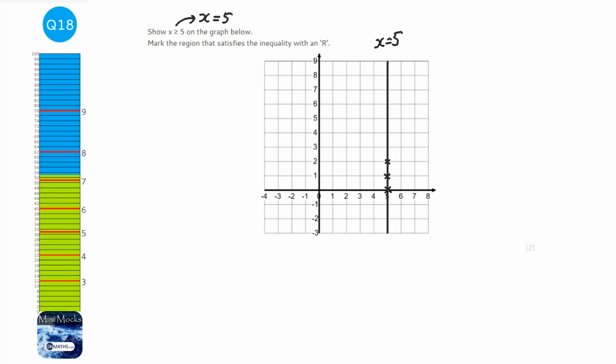But it asks us to mark the region in the inequality with an R, so it's either going to be to the left or the right of this line. Well, it says that x can be anything that's greater than or equal to 5. So x could be 5, 6, 7, 8 on this graph, because obviously it only goes up to 8. So anywhere this side of the line is absolutely fine, so I'm going to mark my R there. And actually sometimes the exams ask you to shade it in, so I just shade in that right hand side of the graph. Sometimes you shade in what you don't want, and if I was shading in what I didn't want, obviously it would be on the left hand side of that graph.